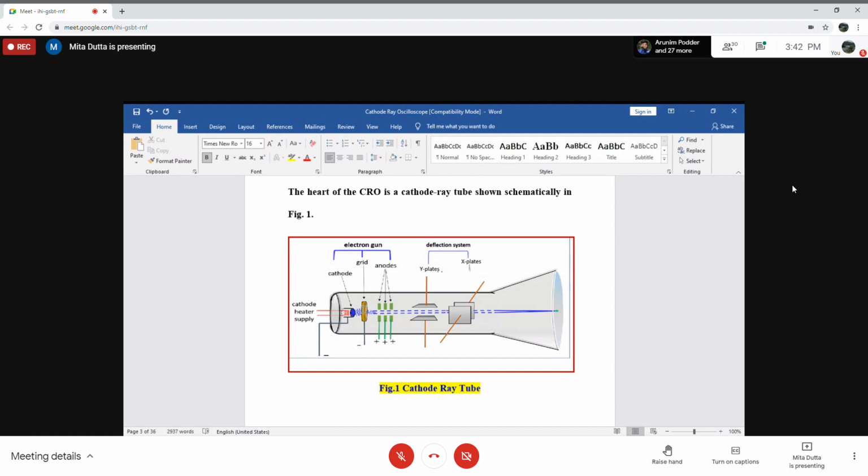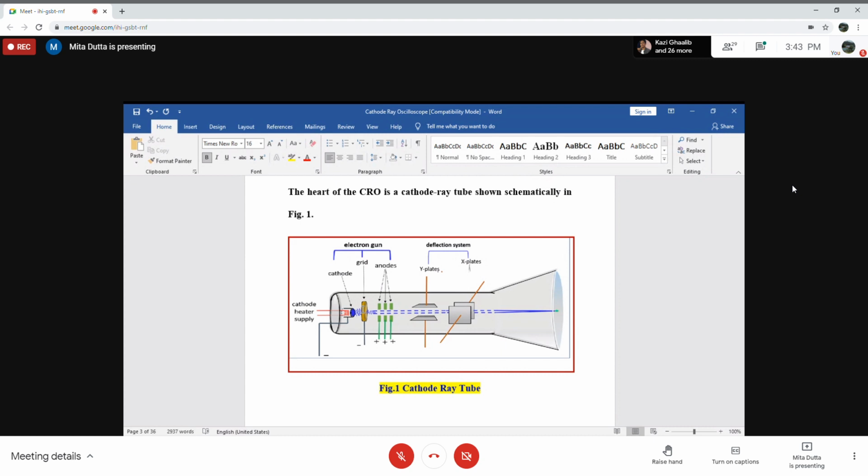If we vary that knob, have you not used a CRO so far? Hello, have you seen a CRO or have you used it? Yes, ma'am. You have used it. So have you seen the focus knob on the front panel of the CRO?